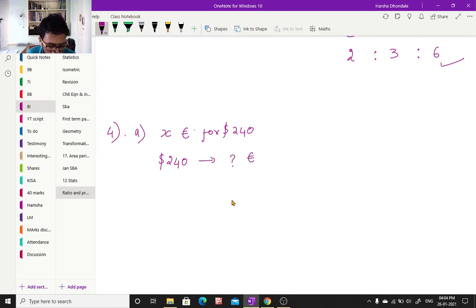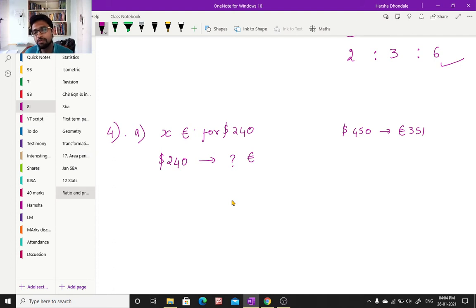This is the question. Now, read the first part of the question. I changed $450 to get 351 euros. I pay $450 to get 351 euros.